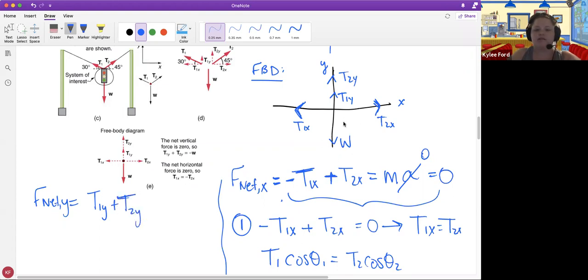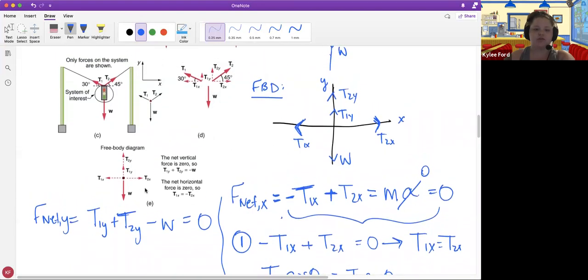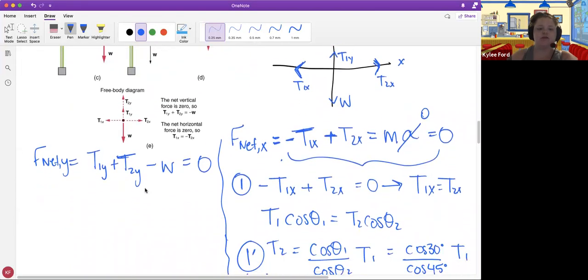My weight is in the negative y direction. So I'm going to call that minus w. And my net force, since again, there's no acceleration, is going to equal 0 all around. So now what I'll do is I'll start plugging in what I can.